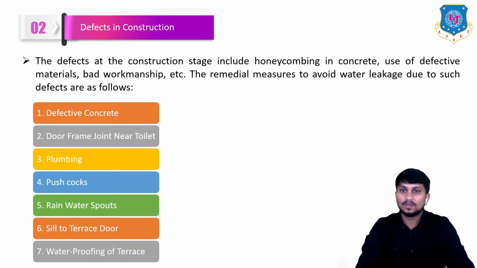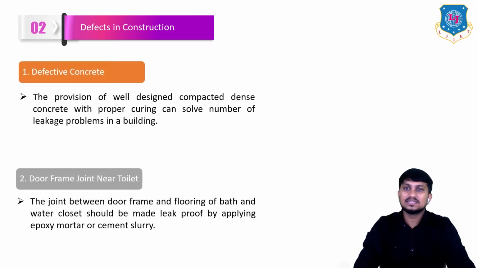First is defective concrete. The provision of well-designed, compacted, dense concrete with proper curing can solve a number of leakage problems in a building. If you provide well-compacted dense concrete during construction, the chances of water leakage problems in future can be eliminated.